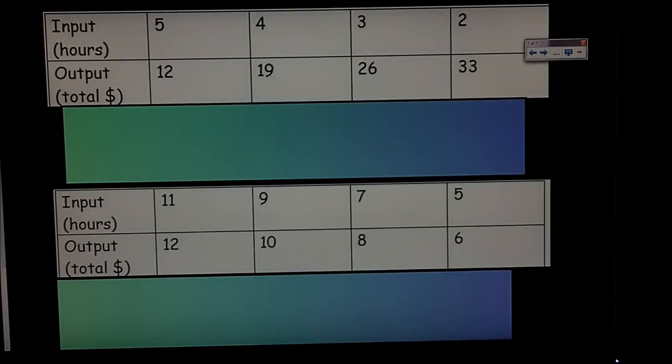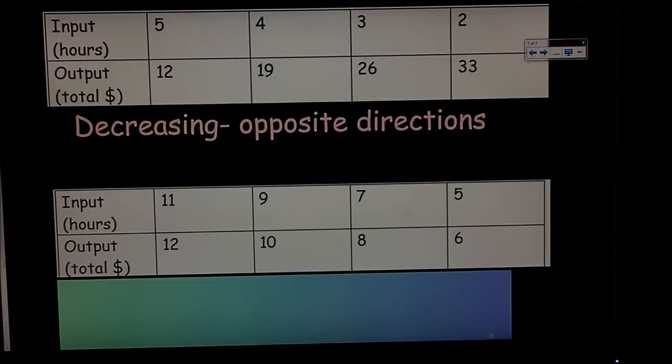In the first example, the inputs are counting down, 5, 4, 3, 2. The outputs, however, are counting up, 12, 19, 26, 33. They're going in opposite directions, which means this table is decreasing because it's in opposite directions. Take a look at the second table. Remember, I forewarned you about this one.